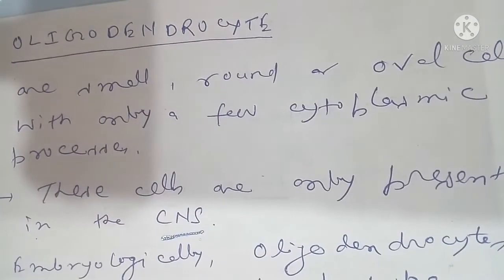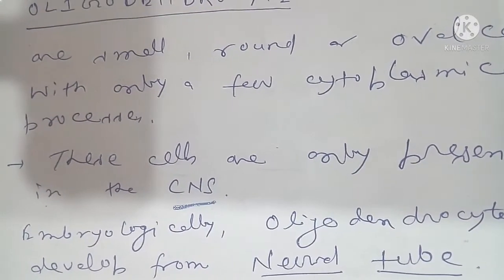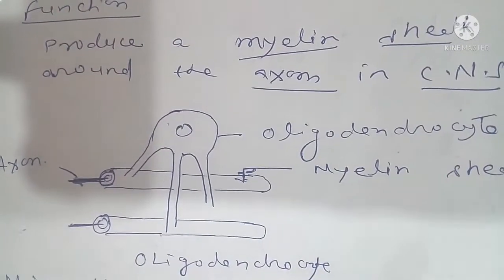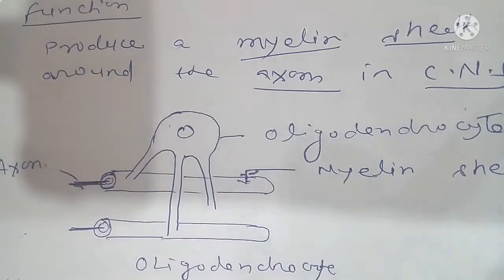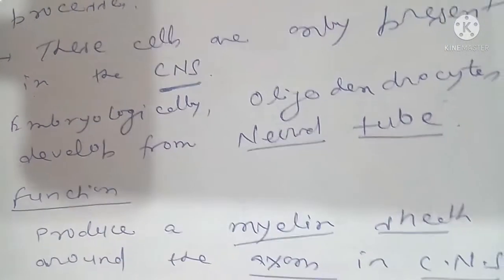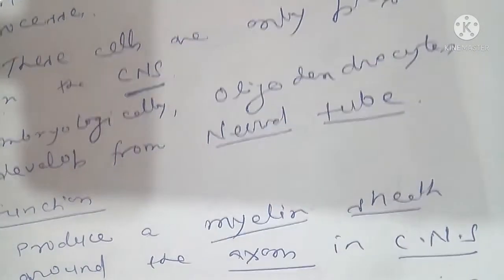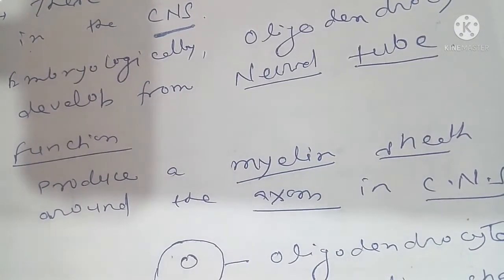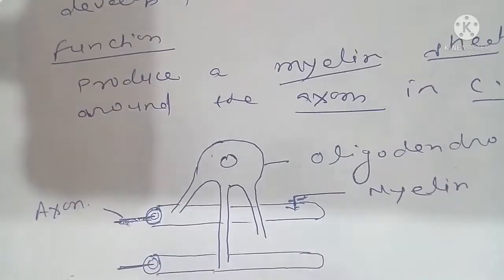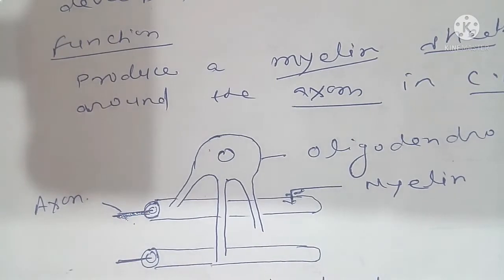Next are the oligodendrocytes. What are oligodendrocytes? They are small round or oval cells with only a few cytoplasmic processes. The figure shows the oligodendrocyte and its few protoplasmic processes. Oligodendrocytes develop from the neural tube. What is the function of the oligodendrocytes? They produce a myelin sheath around the axon in the central nervous system, not in the peripheral nervous system. This is the axon, and it produces the myelin sheath in the case of the central nervous system.